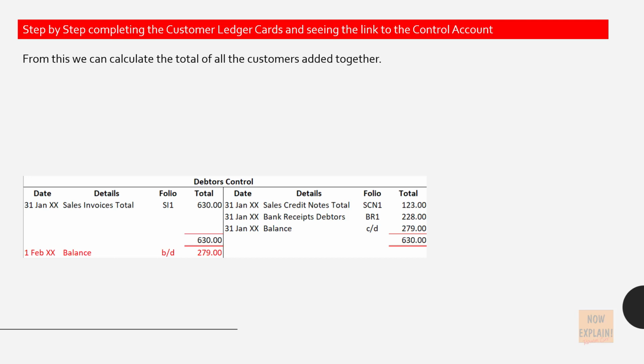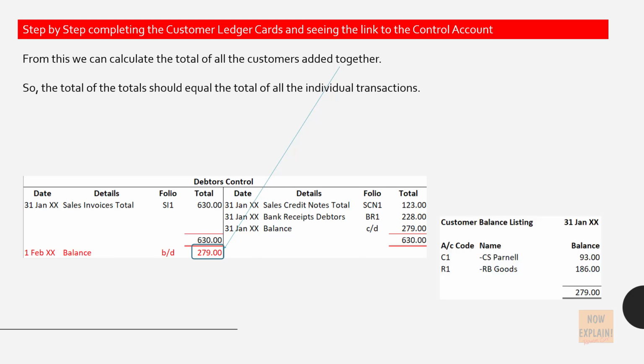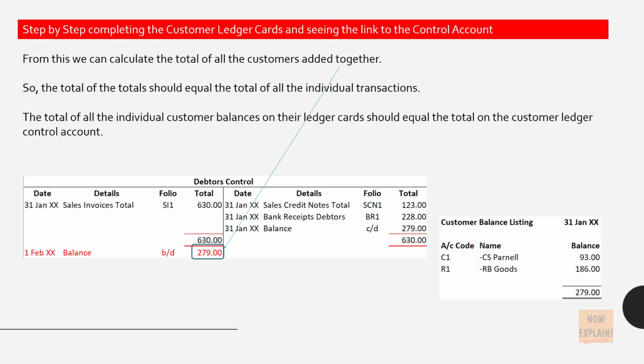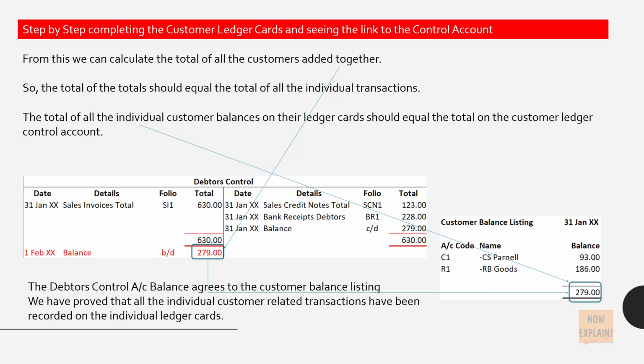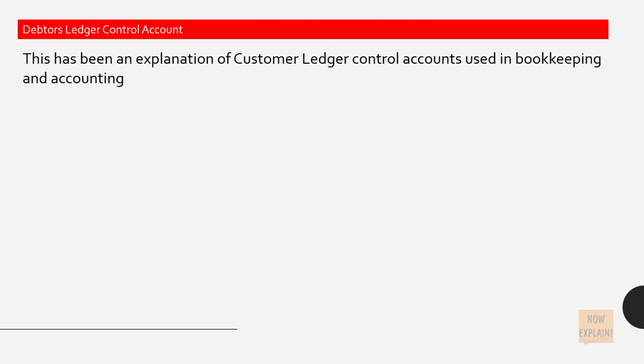From this we can calculate the total of all the customers added together. So we get €279. So the total of the totals should equal the total of all the individual transactions. The total of all the individual customer balances on their ledger cards should equal the total of the customer ledger control account. So on our list of customers, we get €279 from those ledger cards. The debtors control account balance agrees to the customer balance listing. We approve that all the individual customer related transactions have been recorded on the individual ledger cards.